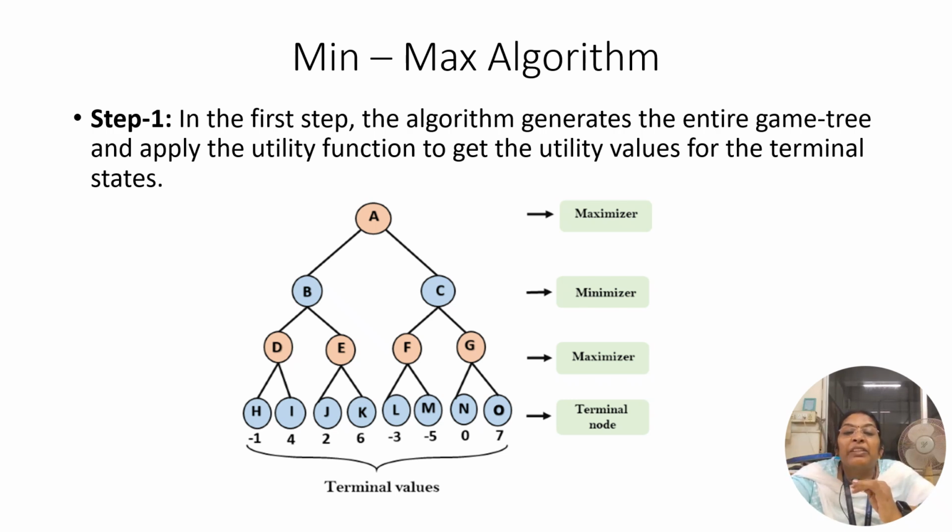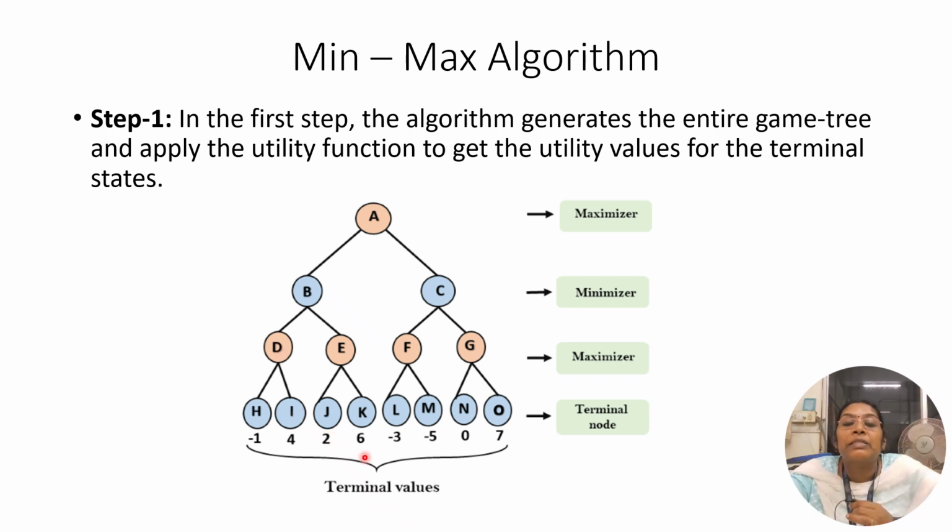Here I've given you a sample problem with constant values such as -1, 4, 2, 6, -3, -5, 0, 7. Ultimately how this goes on from the terminal node is given. I have to find the maximizer for the win of this game. This is a maximizer, this is a minimizer, this is a maximizer, and this is a minimizer. This maximizer has to select the maximum value out of -1 and 4. It has to start from the left corner, so out of -1 and 4, the maximum value would be 4 over here.